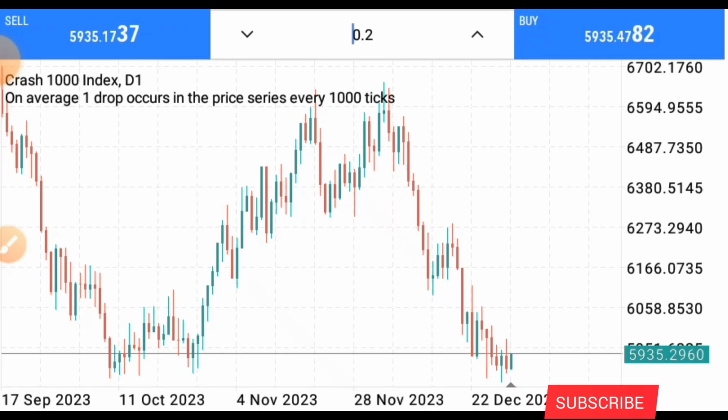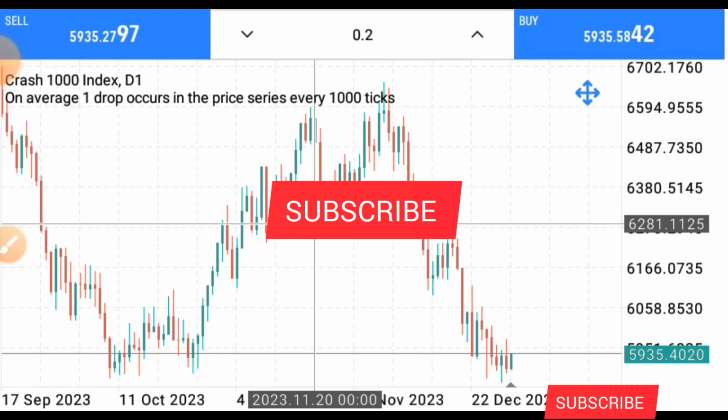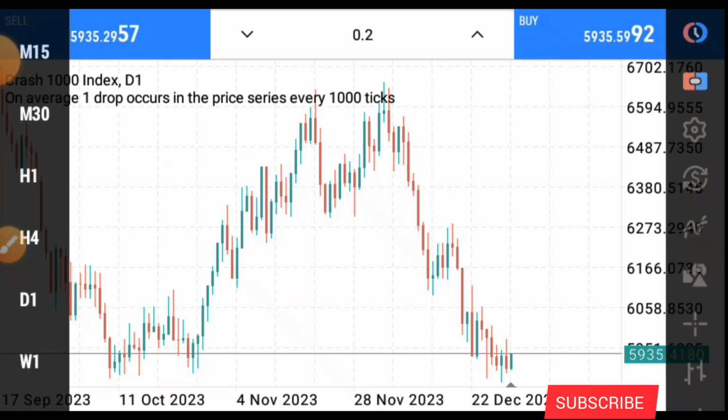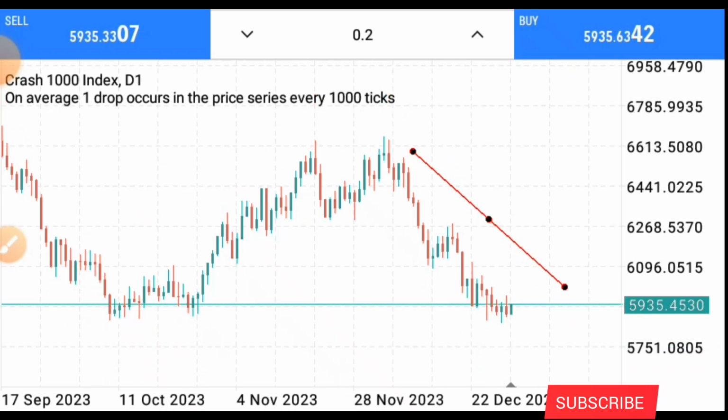So without wasting much of our time, let me just show you how I do this. Currently, as you can see guys, we are in the daily time frame. The first thing I will do is identify the trend of the market. So bringing out my trend line tool, I'll first of all identify the trend. So as you can see here, this is a downtrend.